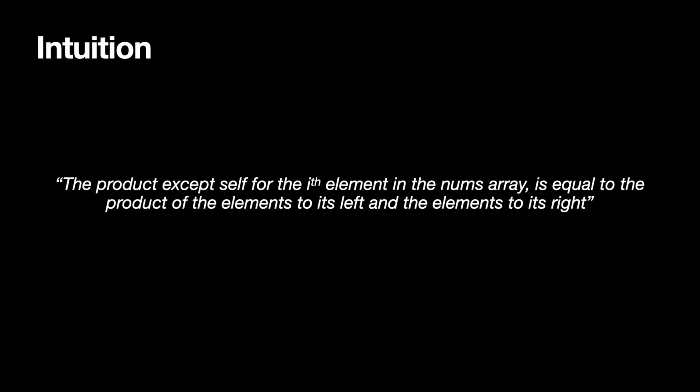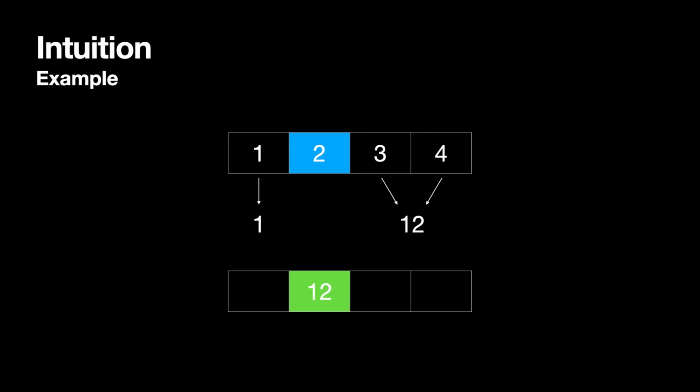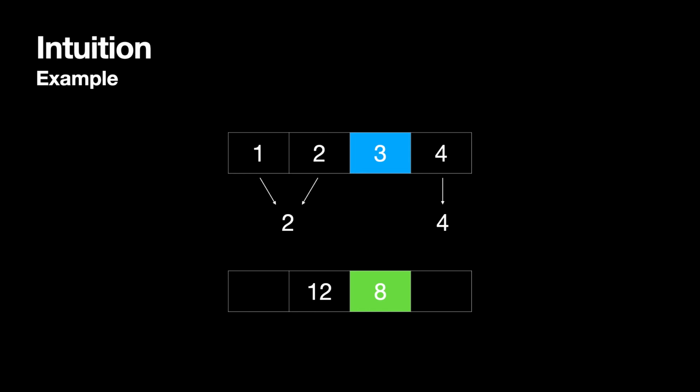The intuition that leads us to the solution in this problem is that the product except self for the ith element in the nums array is equal to the product of the elements to its left and the elements to its right. For example, the product except self for the second element in this array will be the product of the elements to its left, which is 1, times the product of the elements to its right, which is 12. Since 1 times 12 equals 12, this will be the value at the second element of the output array. Similarly, the product except self for the third element in this array will be 2 times 4, which equals 8.